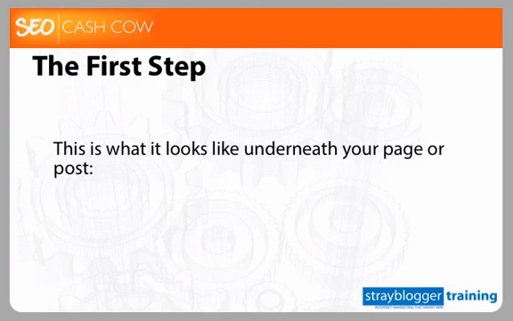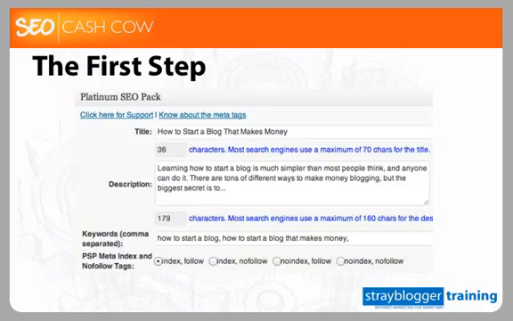Now this is what it will look like directly underneath your page or your post that you've put together. This is the Platinum SEO pack options within the actual page. So again, for this how to start a blog page that I've gotten ranked for how to start a blog, you'll see that how to start a blog is in my title. That makes money. That's more to draw attention to the people actually looking in the search engine results.